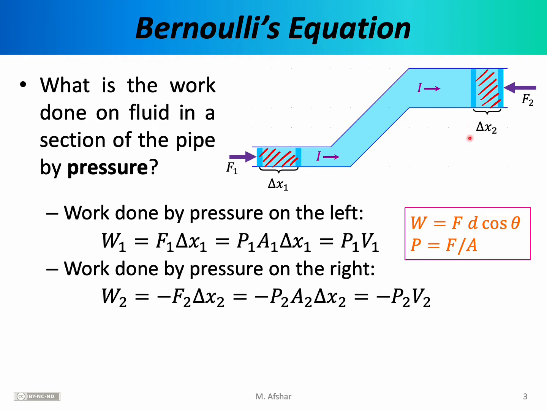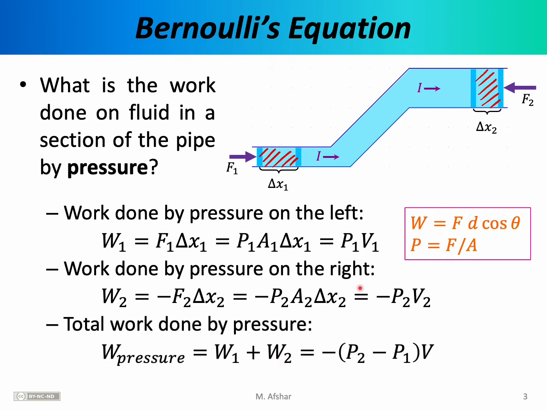Now we're really interested in the total work that pressure is doing on the fluid in this pipe segment. To find the total work done by pressure, we simply add these two results, and we find that the net or total work done by pressure is equal to the negative of delta P times V. And by delta P, I mean the change in the pressure of the fluid between the left end and the right end of the pipe segment.